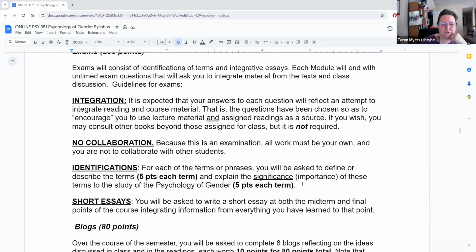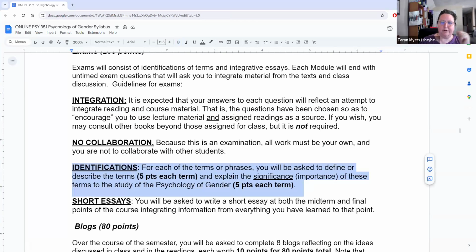Throughout, at the end of each module, oftentimes there are going to be identifications or you're going to be asked to define important terms and then explain the importance of these terms to the psychology of gender. Why is it important to talk about that particular term in this class? A lot of people will miss that second half. And I don't want to give you only 5 points out of 10. So make sure you do both halves.